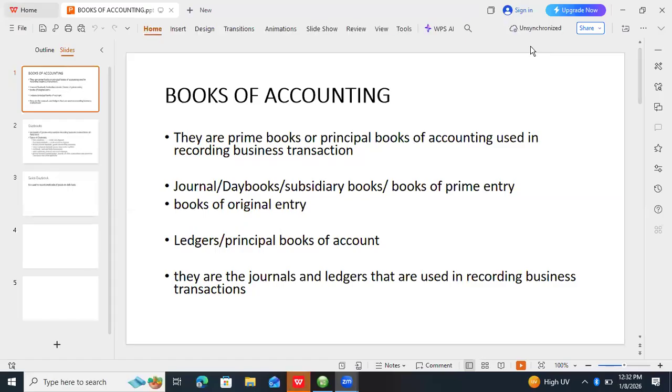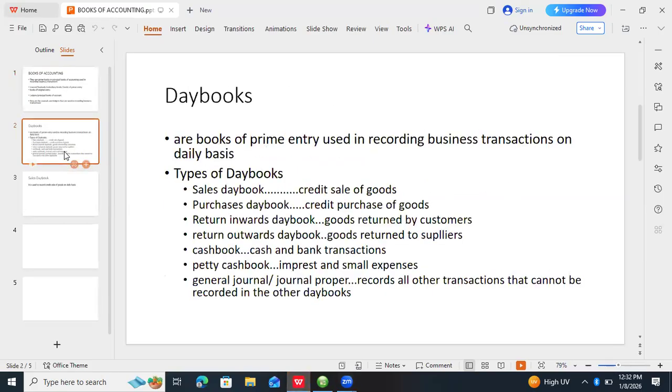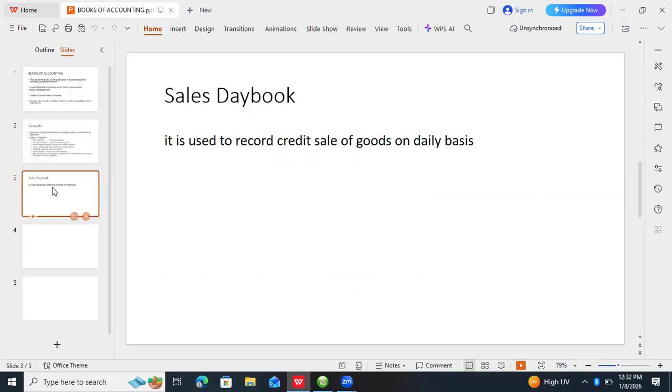Okay, so we finished with looking at the various day books, and we picked the sales day book. At least now we know what each of them is used for, right? And specifically, the sales day book is used to record credit sale of goods on daily basis. Now let's look at the format of this day book.